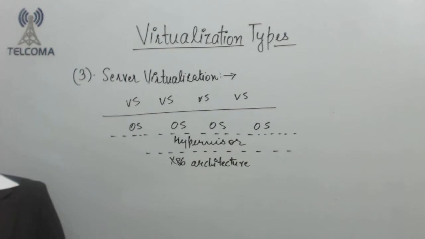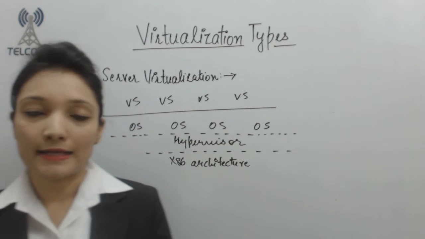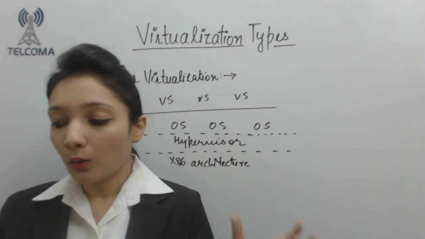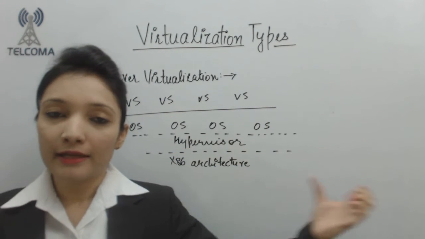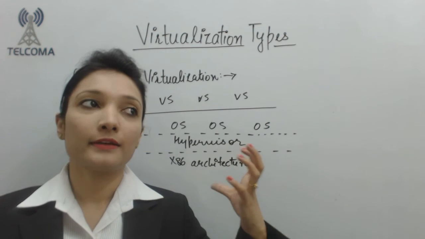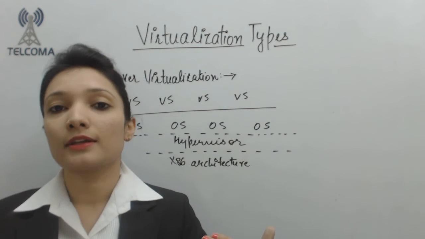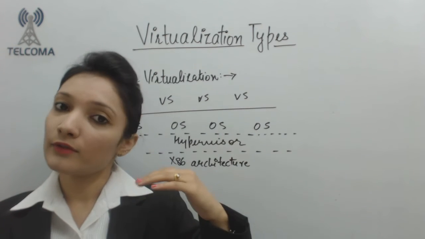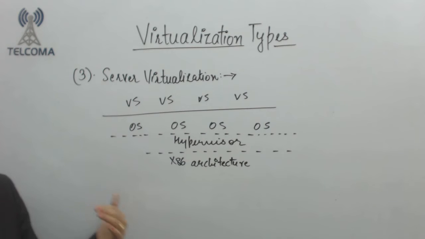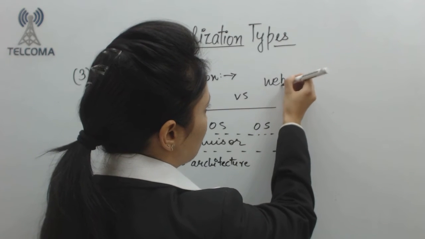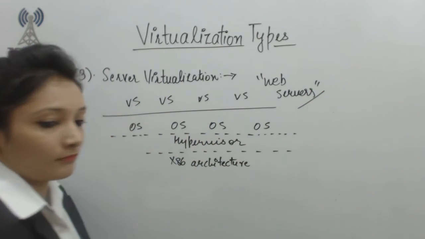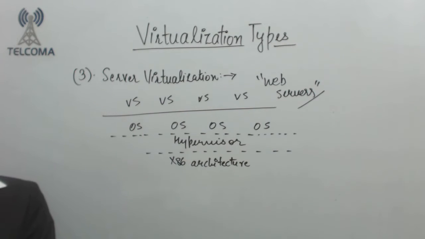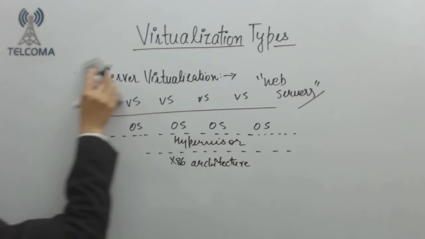So in server virtualization, the resources of the server itself are hidden from the user because they are only using the virtualized instances of those servers. The software is used to divide the physical server into multiple virtual environments, which are called virtual servers. One common example of this is web servers. Now, after server virtualization, we have application virtualization.